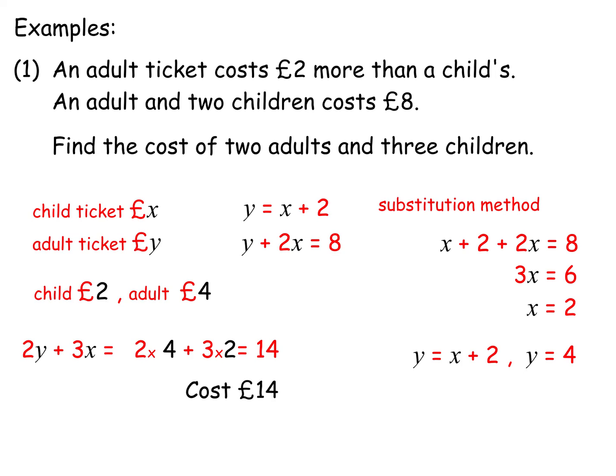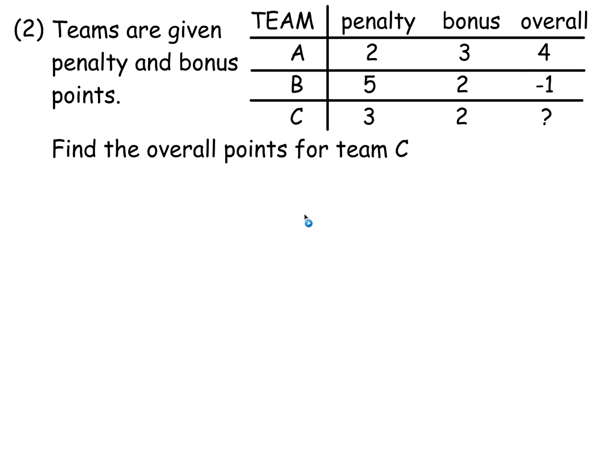Here's a second example. It's a wee bit more complicated. So this is a scoring in some league, some sport. You get penalty and bonus points. Penalty will be points off. So team A had 2 penalties and 3 bonuses. So you get points from 2 penalties, they'll be probably point deductions, and points from bonuses, and overall they scored 4.